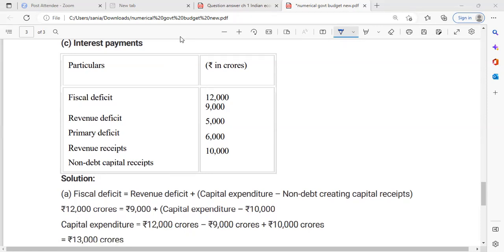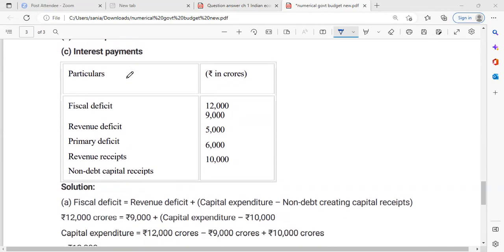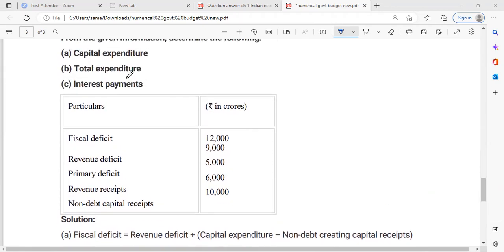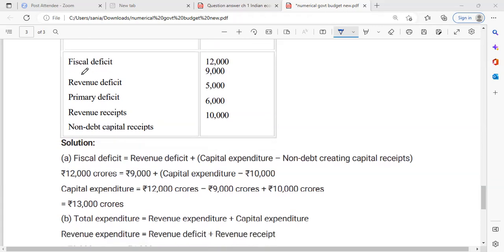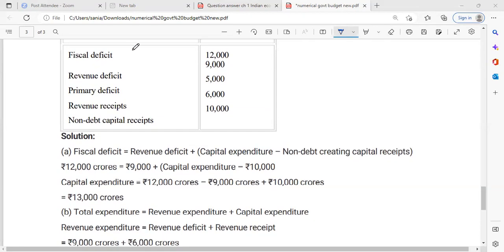Now find the other one, this total expenditure. You just have to do simple thing. Total expenditure, total revenue expenditure plus capital. And after that, you will find the interest payment. Okay? Ma'am, revenue deficit, right? Like 9,000 plus 9,000 plus 13,000.